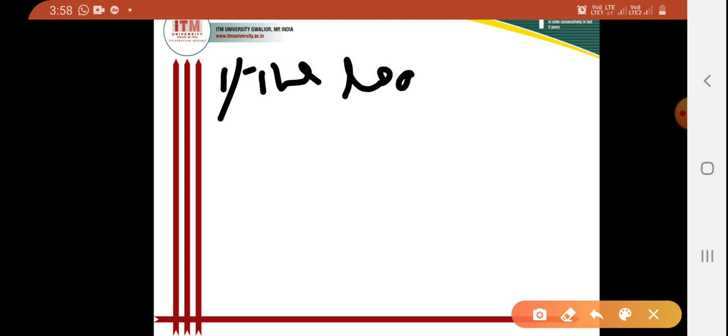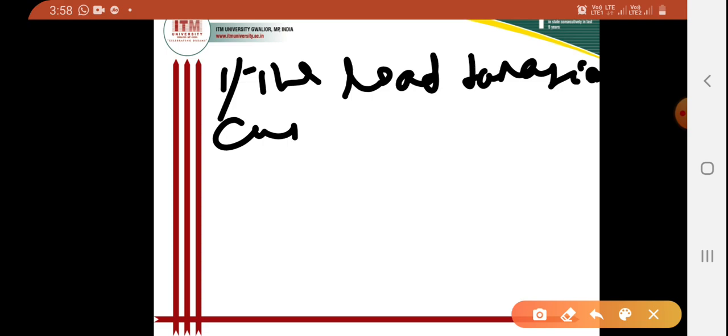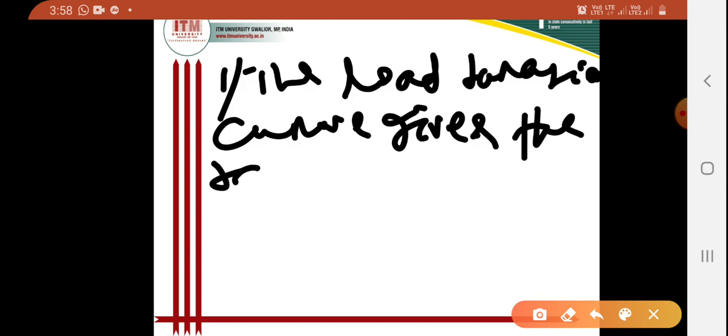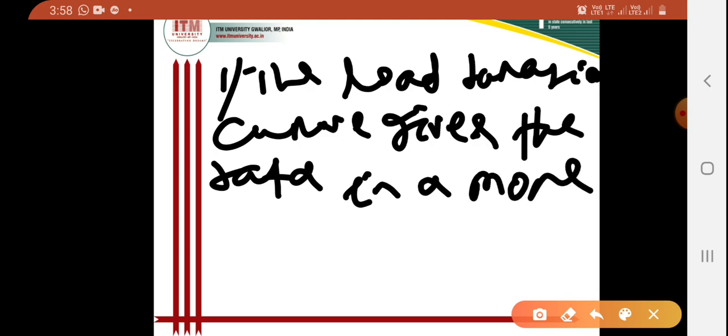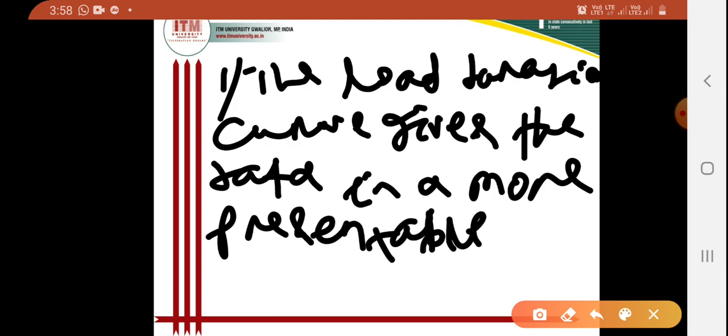The load duration curve gives the data in a more presentable form. It readily shows the number of hours during which the given load has prevailed.